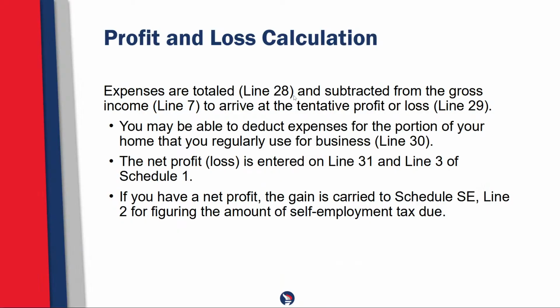Once we get the expenses totaled, we compare that line 28 to line 7 of my gross income, and it gives me a tentative profit or loss on line 29. Then I might be able to deduct expenses for the business use of home at line 30, and once I get done with that, I have line 31, net profit or net loss. If I have a net profit, it goes to line 3 of Schedule 1. If I have a net profit, then I also take that number back to Schedule SE to figure out my self-employment taxes.